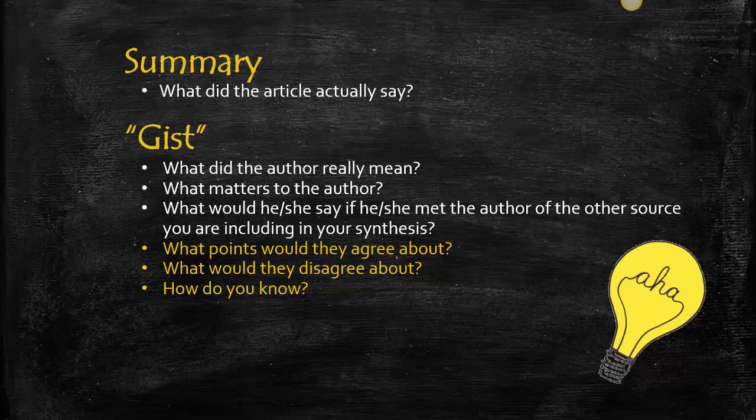In order to complete a synthesis, though, you need to understand the gist of the essays that you've read. And that sort of requires that you read between the lines. It sort of requires that you understand the bigger picture of each essay. In other words, what did the author really mean? Not just what did he say, but what did he really mean? What matters to the author? What's important to the author? In other words, what would he or she say if he or she met the author of the other source that you are including in your synthesis?